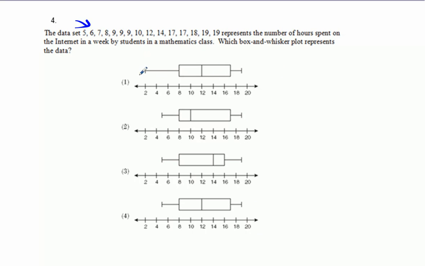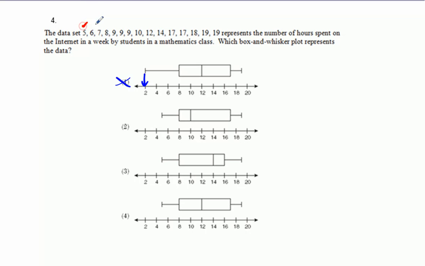This one looks a little different. And it's different because this number is 2. And I noticed there's not a 2 here, so that one's out. Then I realized, okay, the rest of them are starting and ending where they're supposed to be. They start at 5 and they end at 19. So I couldn't cancel any more out from that. But now I realize my next step is just going to have to be to figure out the median.